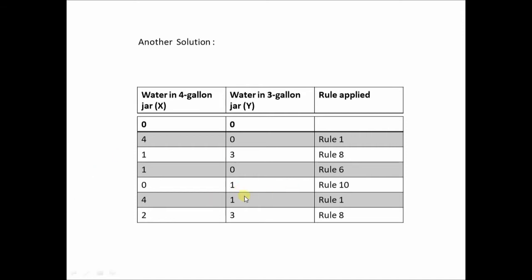Okay, then what I do is I again use rule 1, and I fill this 4 gallon jar to the fullest capacity, that is 4, and here it is 1. Correct? Now please note, what is the maximum capacity of this jar? It's 3, and right now there is 1 gallon of water present. So how much water can still be filled so that this 3 gallon jar can be filled to the fullest capacity? That means 2 gallons capacity is still left.